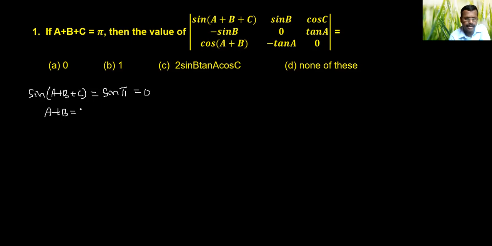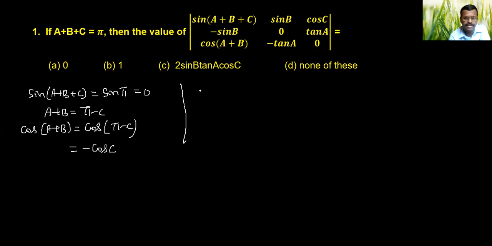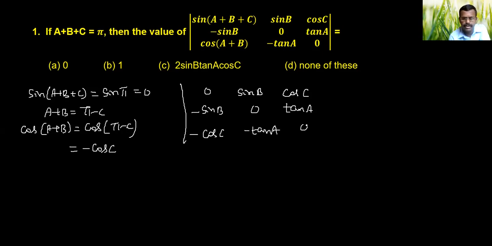Similarly, a plus b equals pi minus c. Applying cos on both sides, cos of (a plus b) equals cos of (pi minus c). So 180 minus theta is the second quadrant, where cos is negative, so minus cos c. Now this determinant becomes: sine of (a plus b plus c) is 0, sine b, cos c in the first row, and the second row is minus sine b, 0, tan a. As cos of (a plus b) is replaced by minus cos c, the third row is minus cos c, minus tan a and 0.